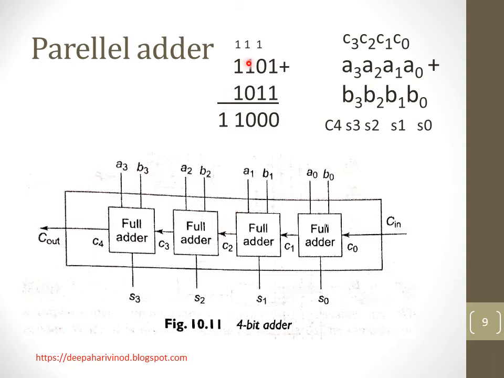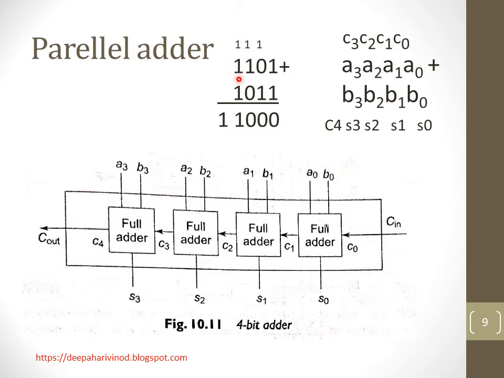Again, for the other A2 and B2, 1 and 0 are given. The corresponding sum output is 0, and we will have a carry 1 here, and that will appear here and get added with A3 and B3, where A3 and B3 are 1 and 1.